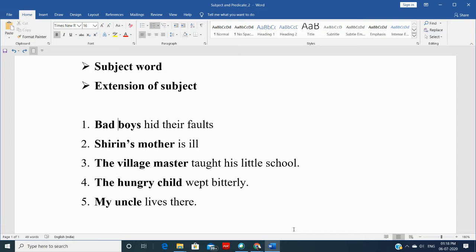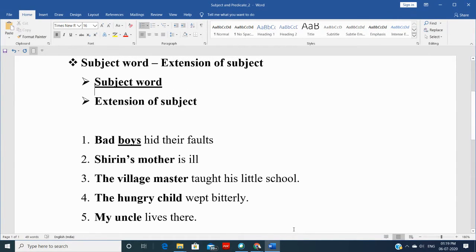But now if I take it back, "Bad boys hid their faults." Yes, it's making sense. Now let's do it with the word bad. If I remove this, "Boys hid their faults." Yes, it's still making sense. This means boys is one of the words of our subject without which you cannot make your whole sentence. So in bad boys, boys becomes your subject word. Okay? This is your subject word.